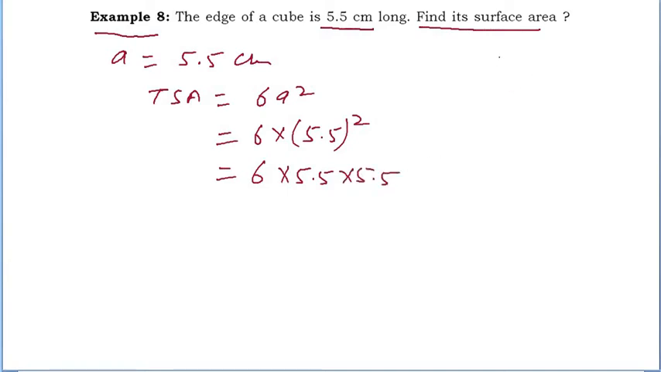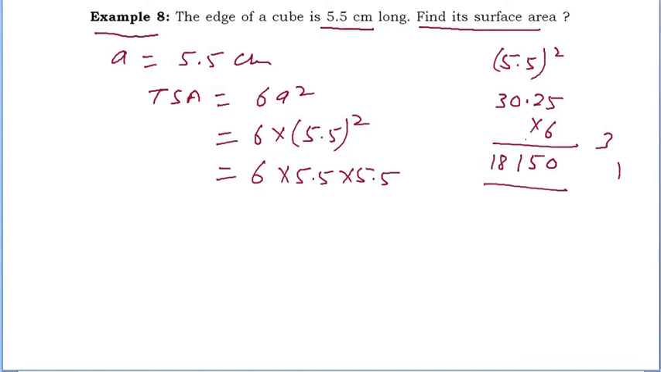Now how can we do the 5.5 square? 5.5 whole square is equal to: first you increase the 5 by 1, so it becomes 6. 6 multiplied by 5 will give 30, so 30.25. Now multiply this by 6. 6 fives are 30, 3 carry, 6 twos are 12 and 3 is 15, 1 carry, and it is also 1, so 6 threes are 18. Now put the decimal after 2 places. So your answer is 181.50 centimeter square. So that is your answer. So you can do very well.